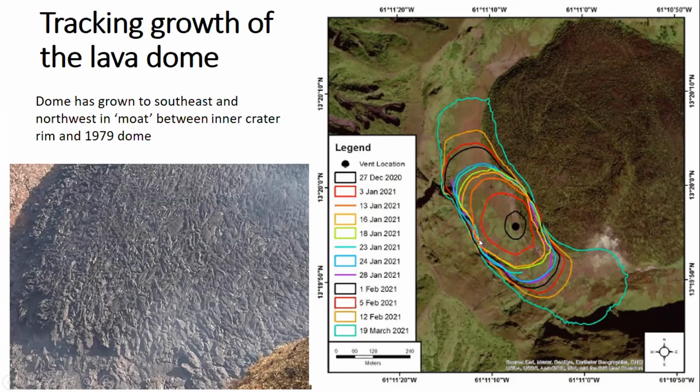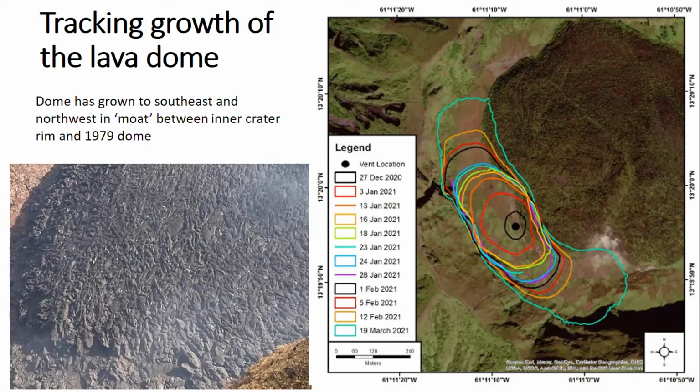So what's happening is this lava dome is actually filling the moat, between the 1979 lava dome here and the edge of the crater rim. So it's producing this moat filling kind of thing. And this is just a little photograph to show you some of the detail of the surface of the lava dome. Rather interesting features, giving us information about the way the lava is being extruded.